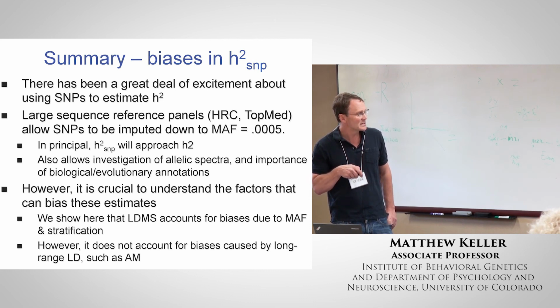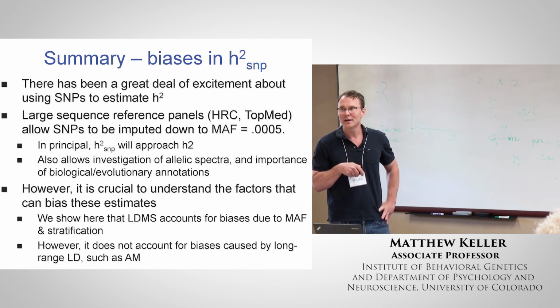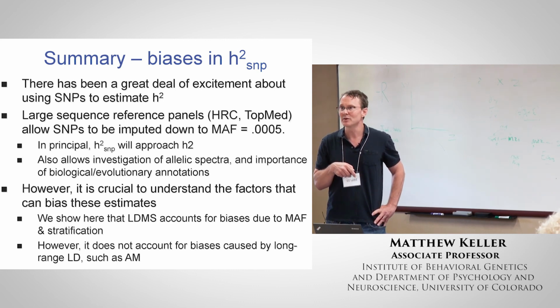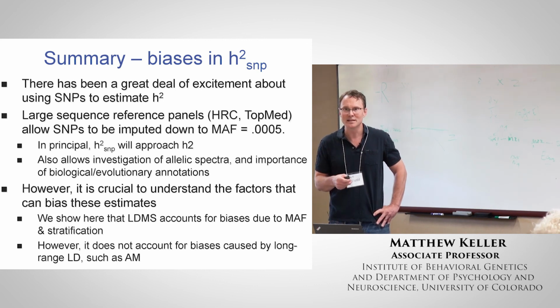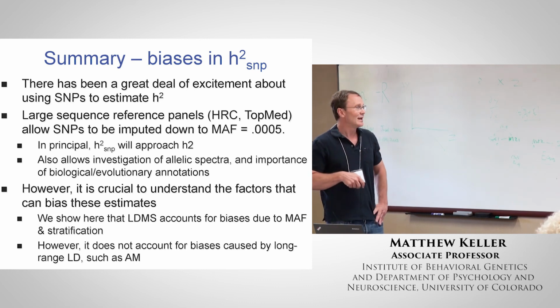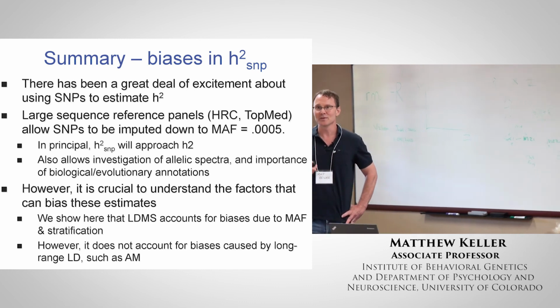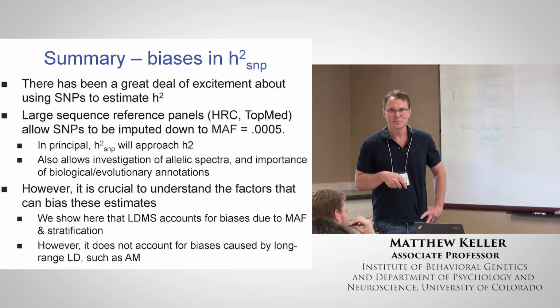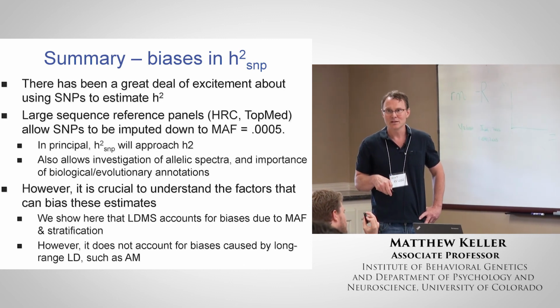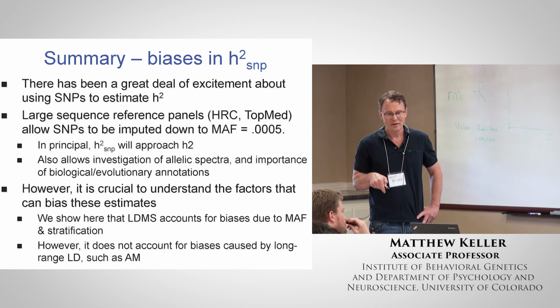We've shown that LDMS tends to alleviate those biases due to MAF and due to LD, but we can't figure out how to get rid of those biases that are caused by things that aren't intrinsically related to MAF, like stratification, like assortative mating. And I think it's going to be the same kind of issue with natural selection. I'm sure there are people thinking along these lines. Maybe James is as well.